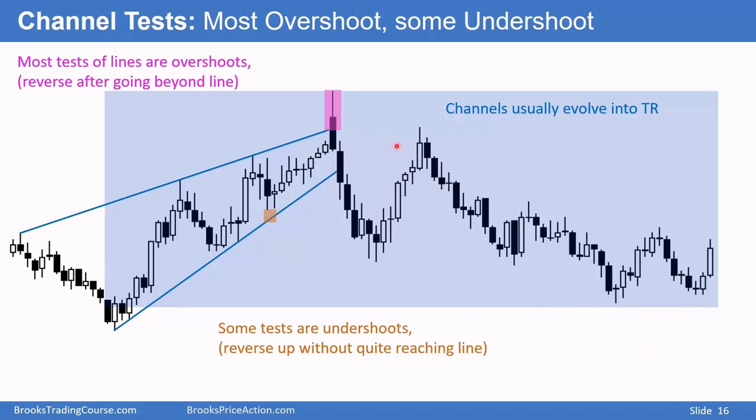Even though it's a spike and channel bear trend, it's still a leg within a large trading range. Just like this is a strong leg up, but it ended up as simply a leg within a big trading range.